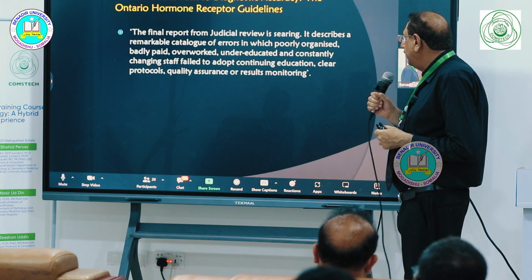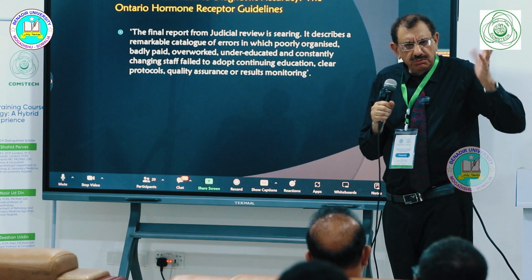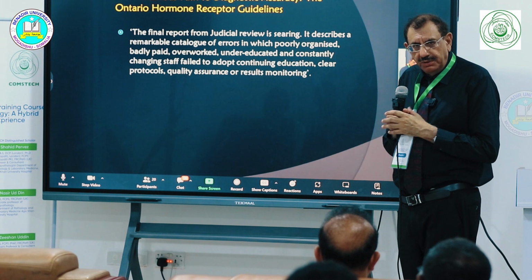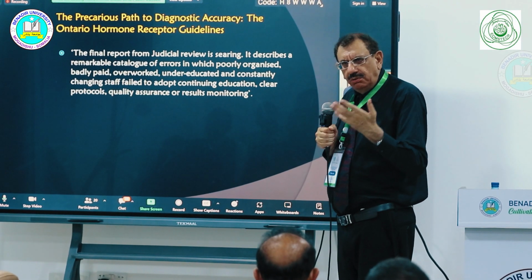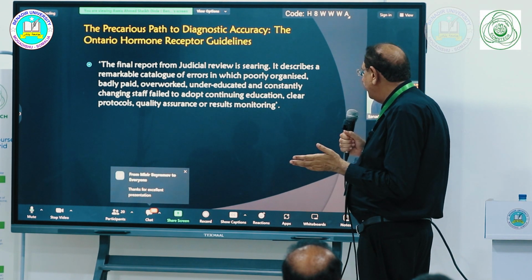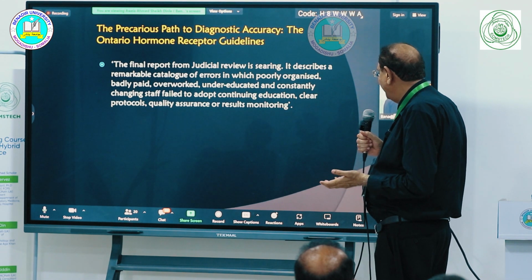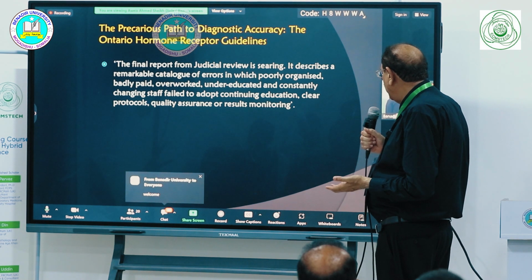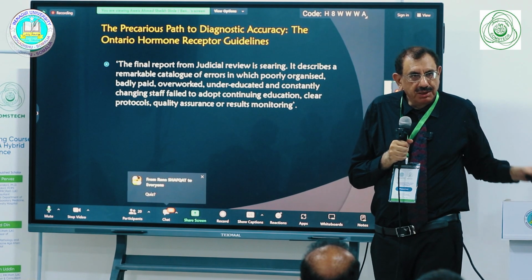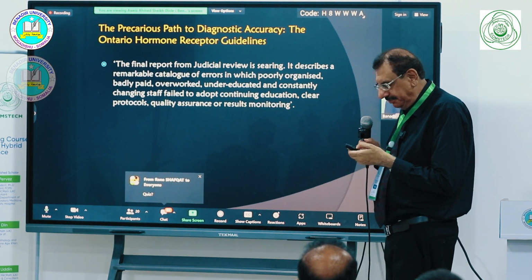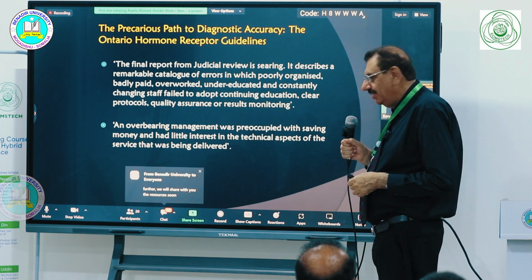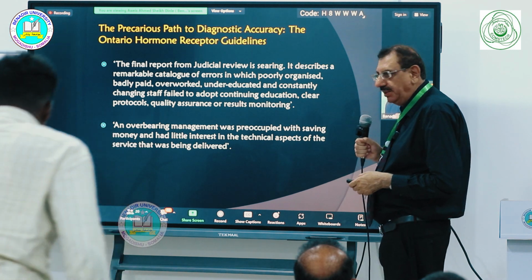They say the final report from judicial review came in the media, a very popular trial, in which obviously the judiciary was also involved, and led to a lot of compensations and so on. It describes a remarkable catalog of errors in which poorly organized, badly paid, overworked, undereducated, and constantly changing staff failed to adopt continuing education, clear protocols, quality assurance, or results monitoring. So it seems that we are talking about a country like ours, but this is Canada. And overbearing management was preoccupied with saving money and had little interest in the technical aspects of the service that was being delivered. Typical.